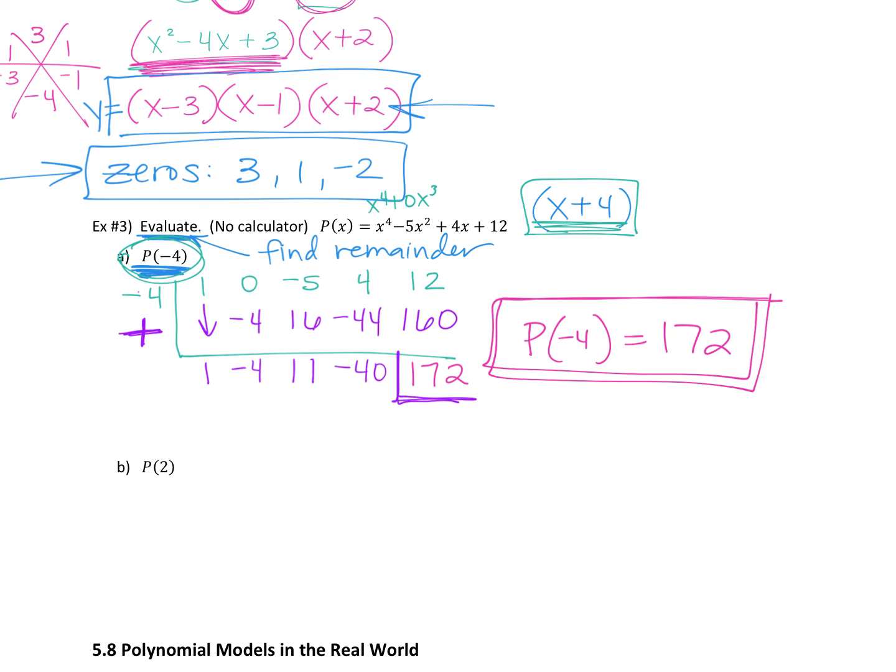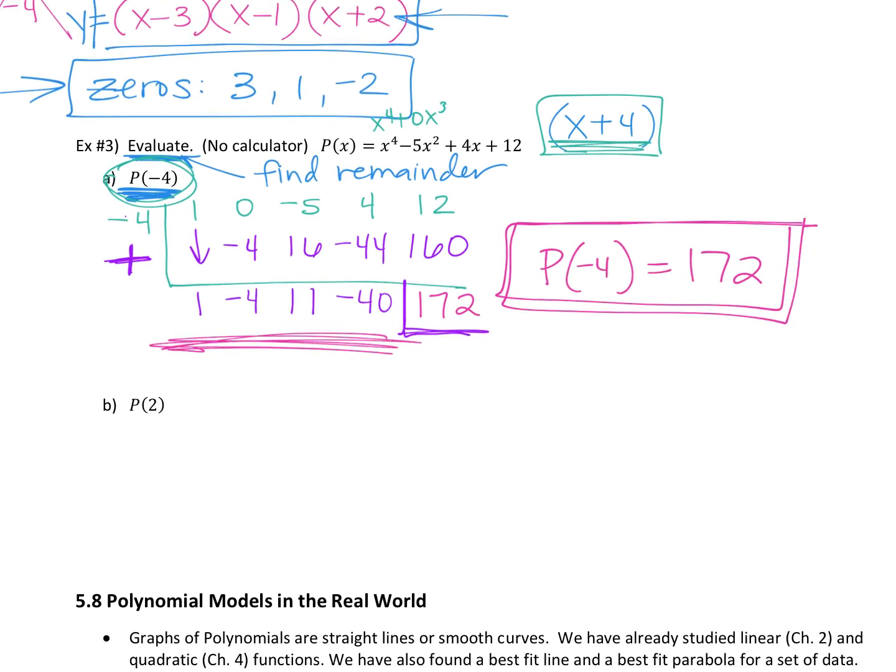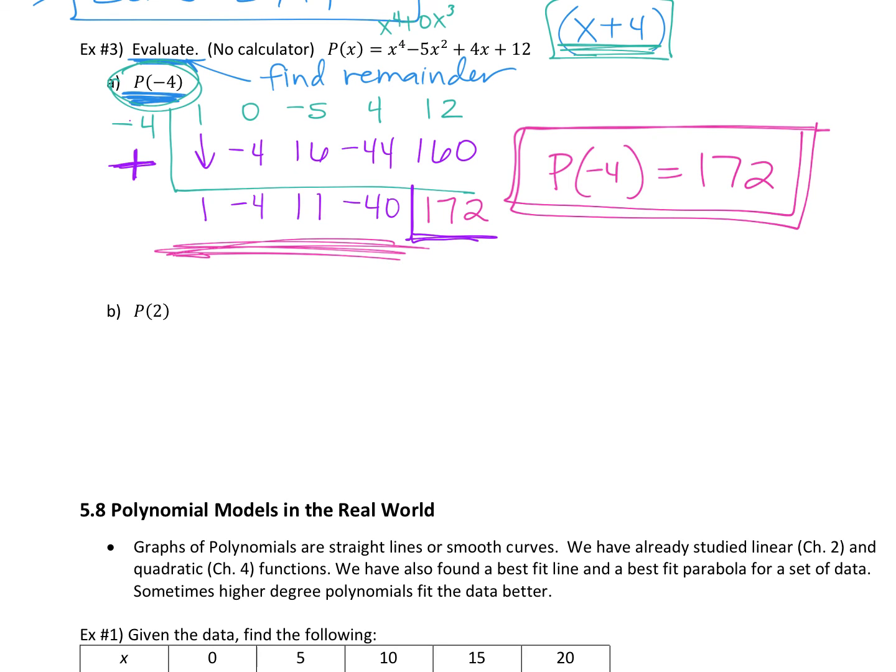Your remainder is always your answer. You don't need to write this as a polynomial. Leave that stuff alone. We only want the remainder, okay? Okay, so you try the last one. The nice thing is all your numbers stayed the same at the top, right? Yep.